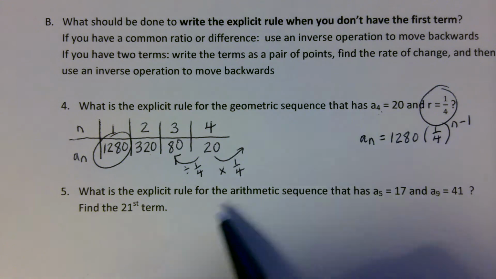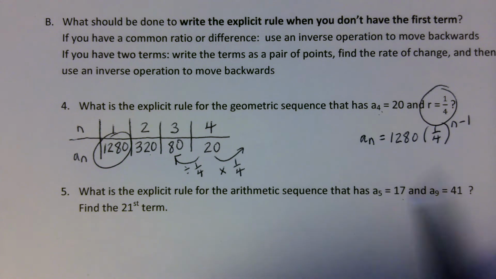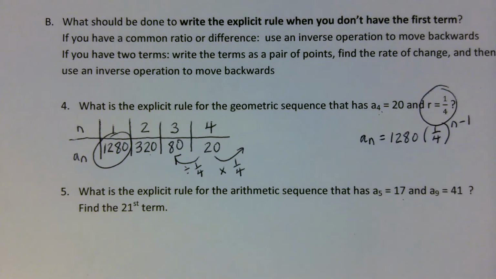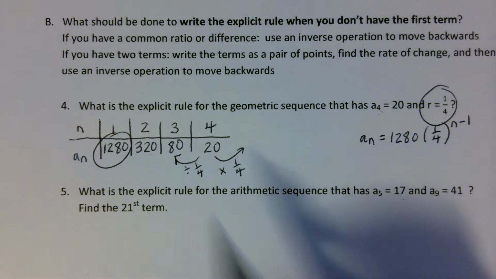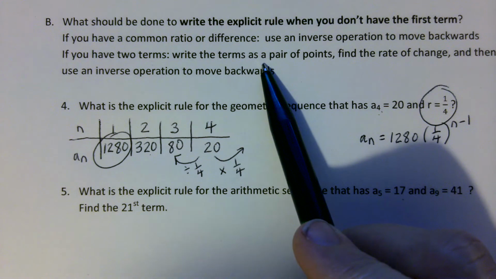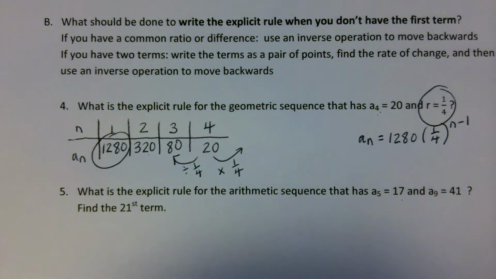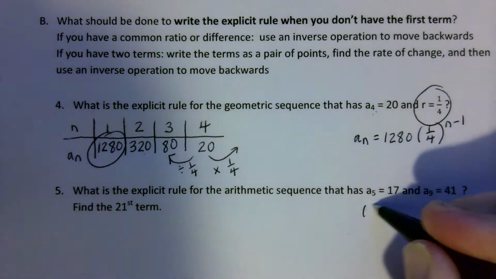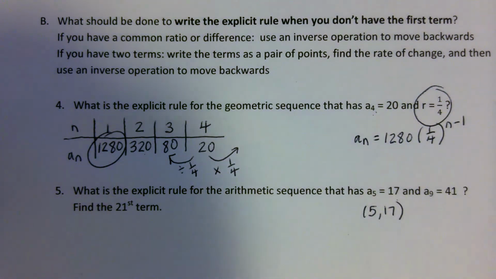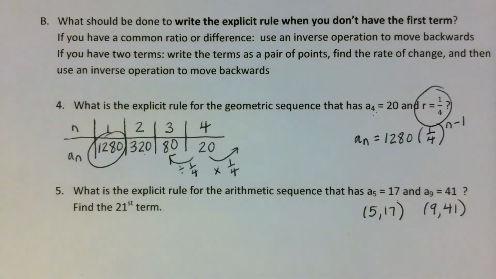Okay, what about the explicit rule for this arithmetic sequence that has the fifth term is 17 and the ninth term is 41? They did not give us the common difference, but we can find that because if we have two terms, we're going to write the terms as a pair of points and we'll find the rate of change, which will be our common difference. So let's try this. This is (5, 17), and this point would be (9, 41).